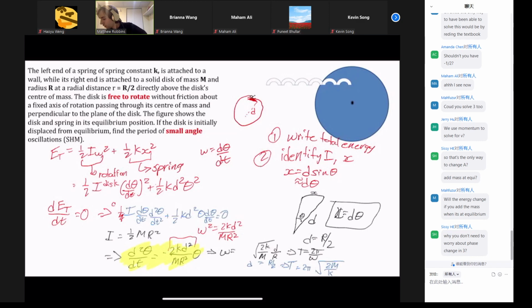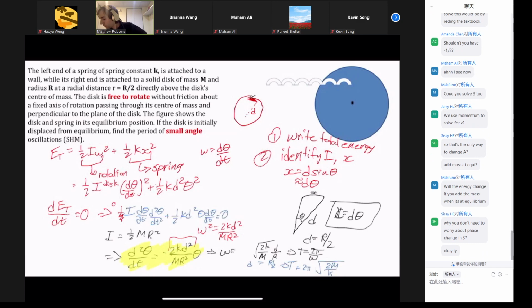Yeah. So the reason why I didn't need to worry about my phase constant in 3 is because phi is basically my initial condition. So I set phi equal to 0. I chose my initial conditions of the system to correspond to phi equals 0. So this is something that you have freedom over. Whenever you have a chance to choose your initial conditions, it's good to make it so that phi is equal to 0.